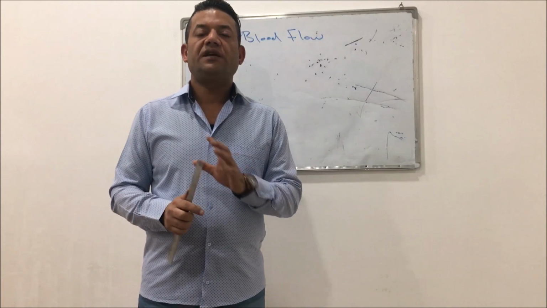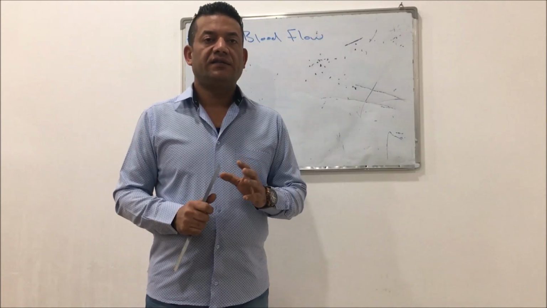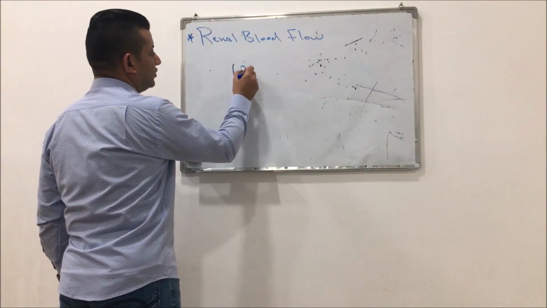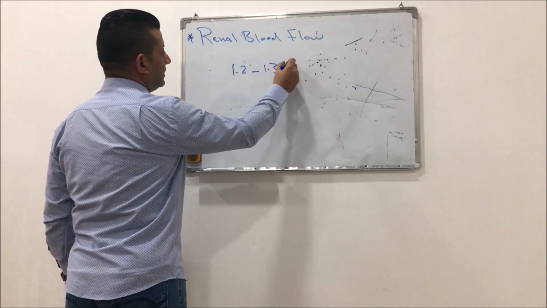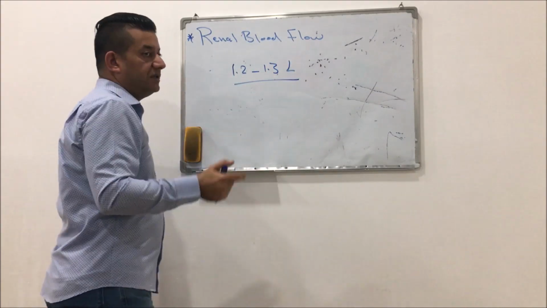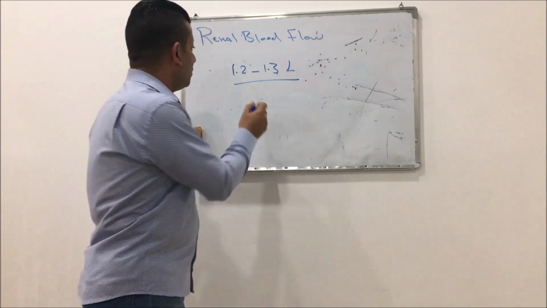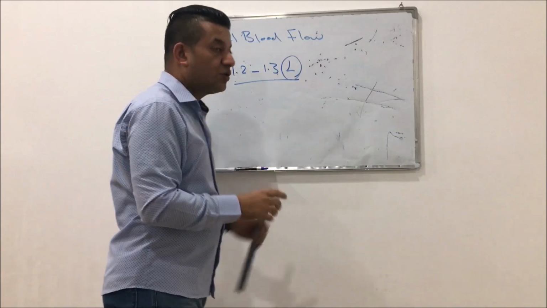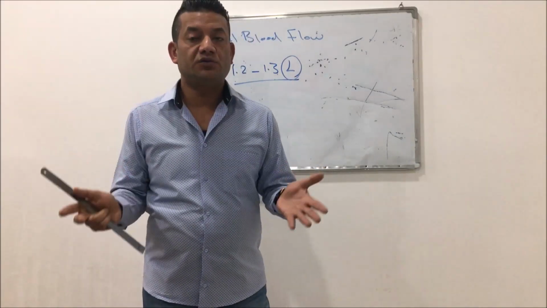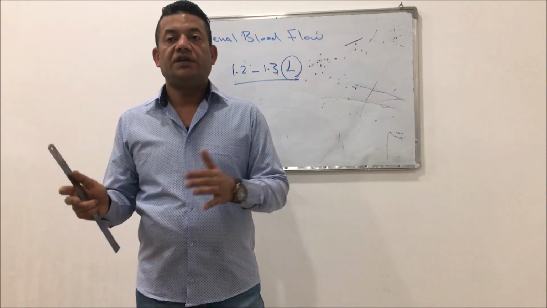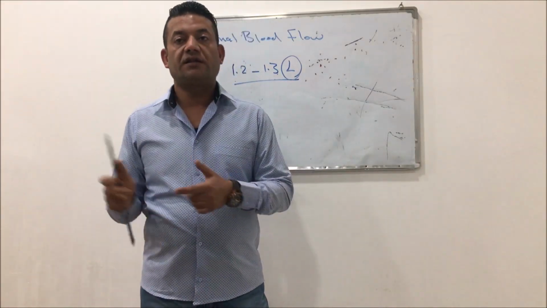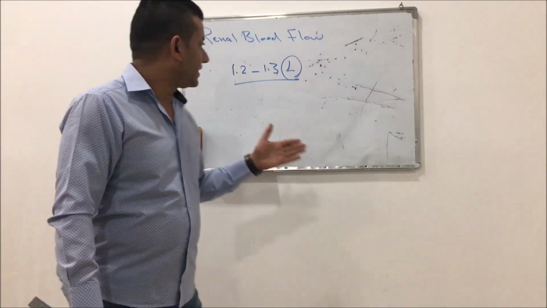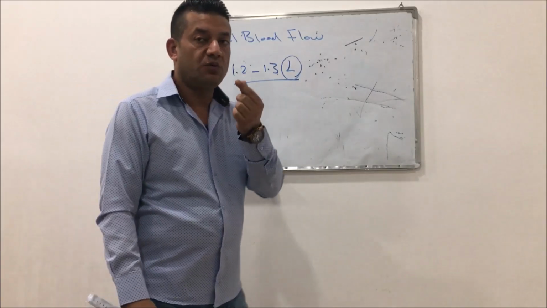We have to keep in mind that the kidney receives about 1.2 to 1.3 liters of blood in each 1 minute. So this is a very large amount of blood, larger than what is delivered to other organs of the body. So why does the kidney receive that large amount of blood each minute?